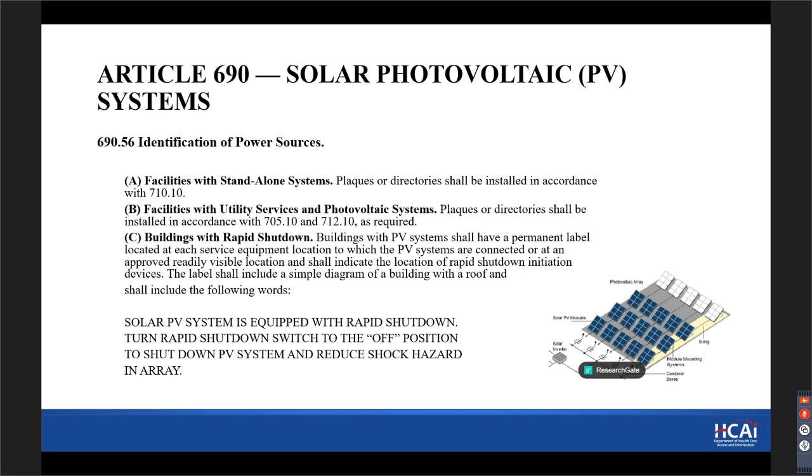Essentially, the solar PV system is equipped with rapid shutdown. It's a safety measure. If you have PVs or fuel cells, we need to make it clearly evident that if firefighters are on the scene and want to disconnect power, they need to go to other places other than the main disconnect or the main service.